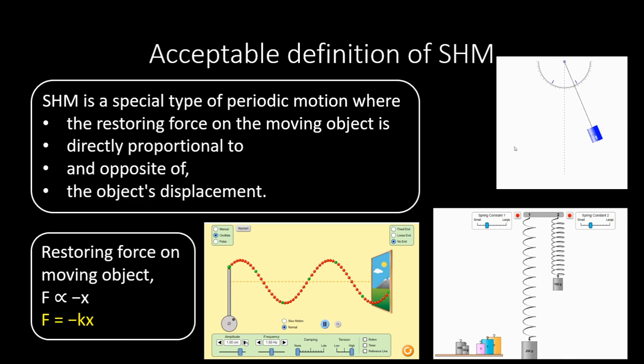The opposite is indicated by the minus sign present in the equation. And now we can write an equal sign if we provide a constant k. So then the equation becomes F equals minus kx.